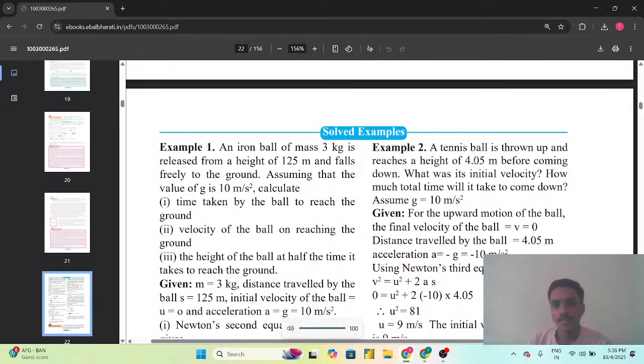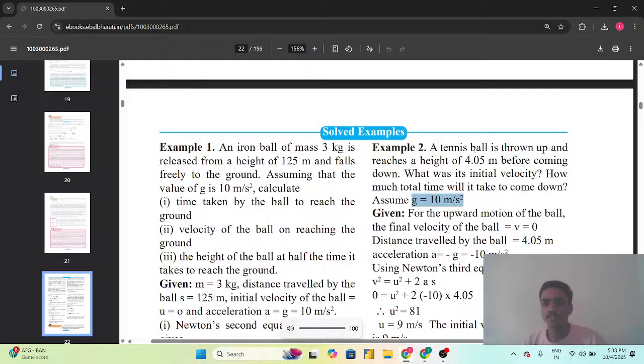So now let's see example 2. A tennis ball is thrown up and reaches a height of 4.05 meter before coming down. What was its initial velocity? How much total time will it take to come down? Assume that the value of g is given.